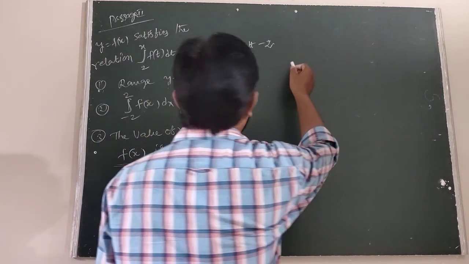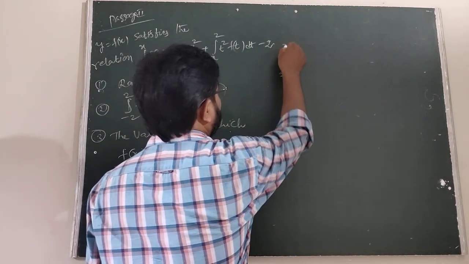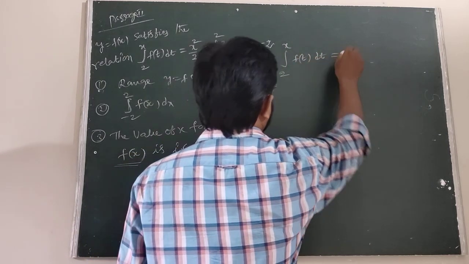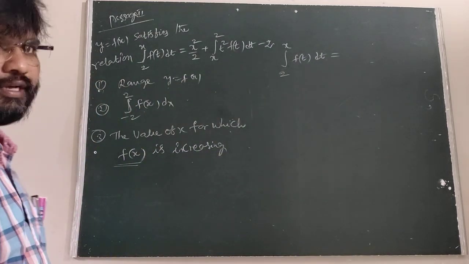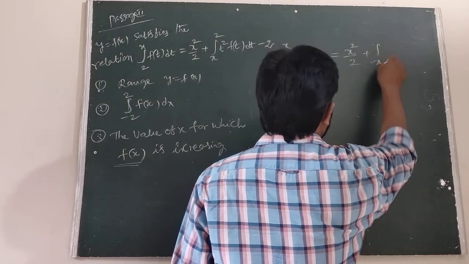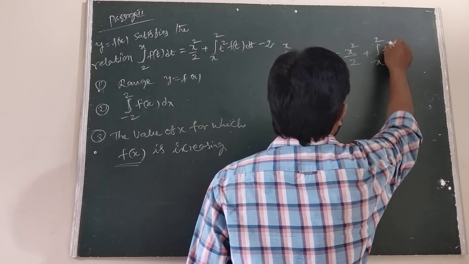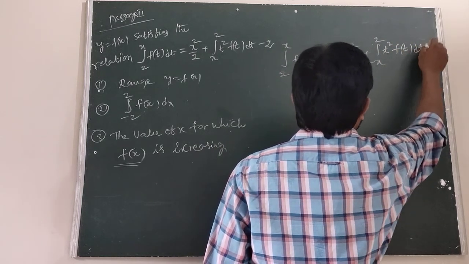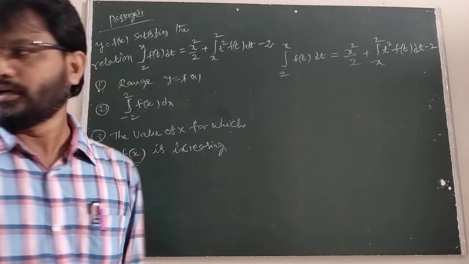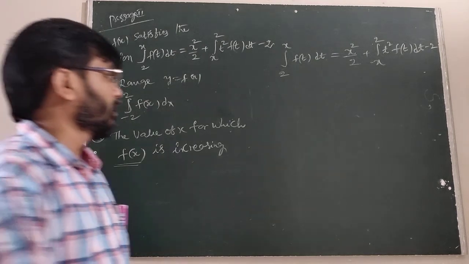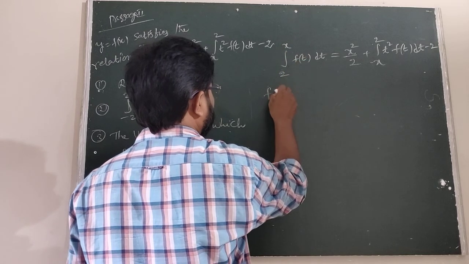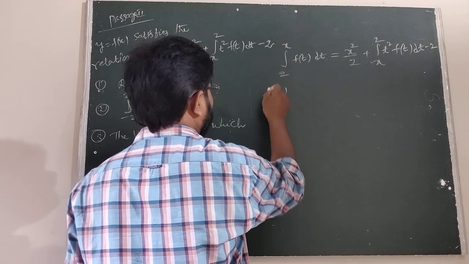Here, given that, all of you listen first. The integral from 2 to x of f of t dt is given by x square by 2 minus integral x to 2 of t square f of t dt. Now differentiating with respect to x, when we differentiate with respect to x, this is f of x. Is it clear?